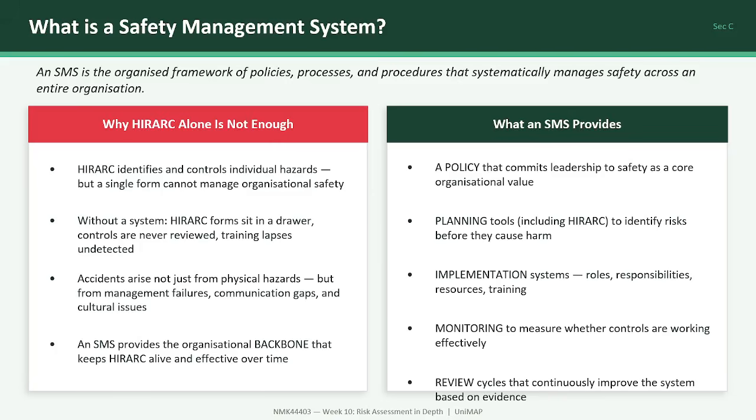On the right side of this slide, you can see what an SMS provides. A safety policy commits leadership in writing and in practice to safety as a non-negotiable organizational value. Planning tools, including hierarchy, identify and address risks before they cause harm. Implementation systems define who does what, with what resources, and to what standard. Monitoring measures whether the system is working. And review cycles feed the results back into the next planning round. Without all 5 of these elements functioning together, you do not have an SMS. You have a collection of safety documents.